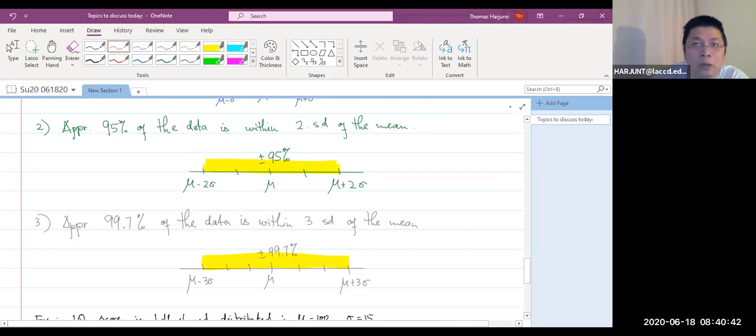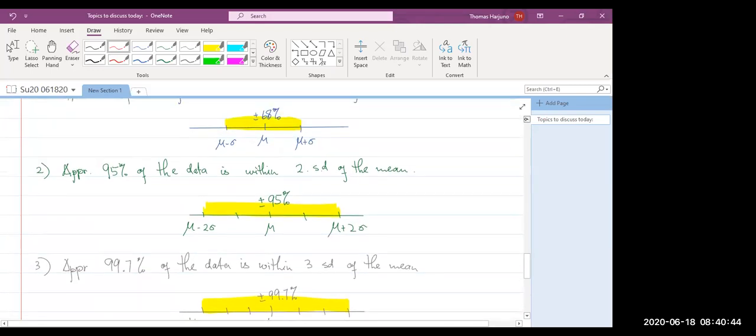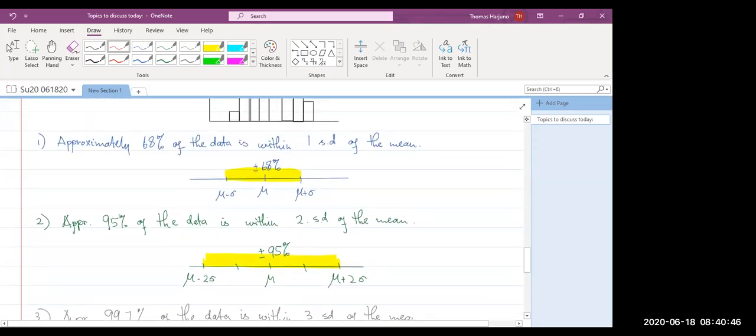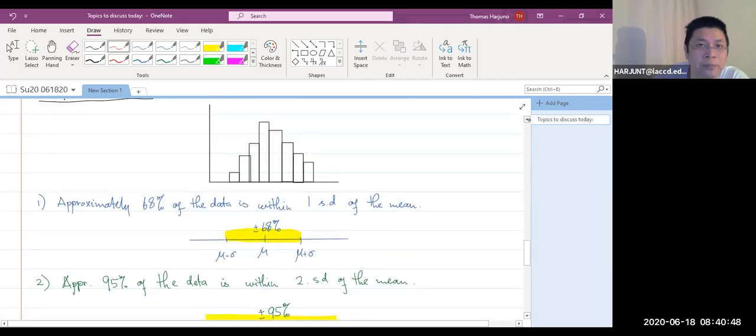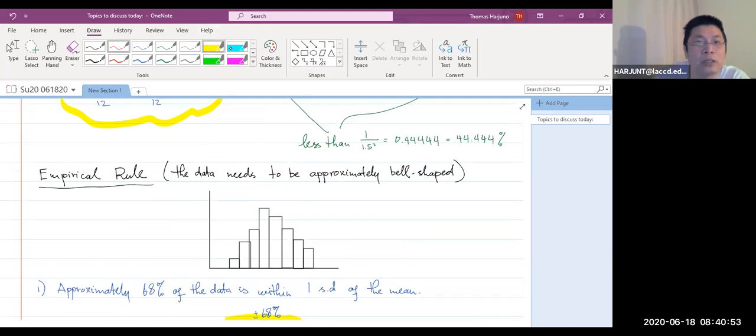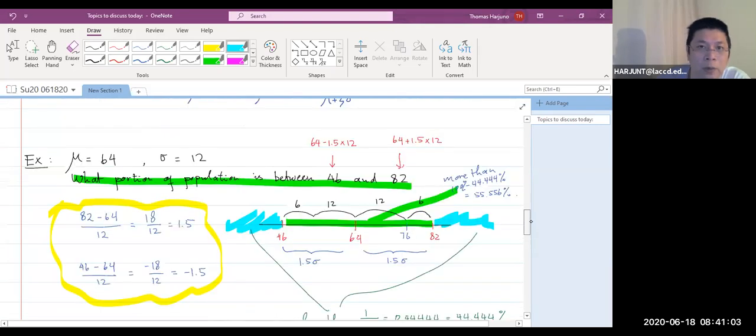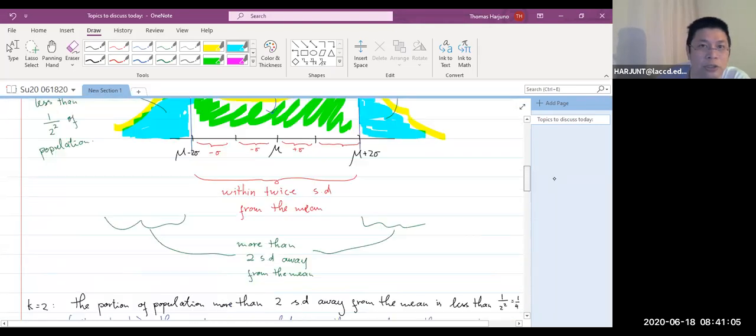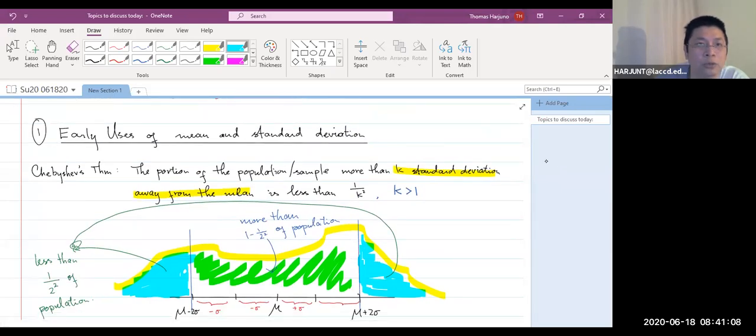According to the empirical rule, if the data set is approximately bell-shaped, okay, so this is the requirement for the empirical rule to apply. Not for all types of data. It has to be bell-shaped. Now, Chebyshev theorem, however, has no such restriction. Chebyshev theorem applies to all types of data. It doesn't have to be bell-shaped.